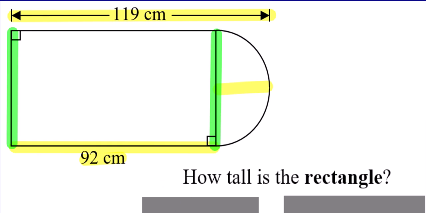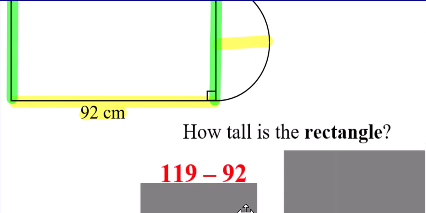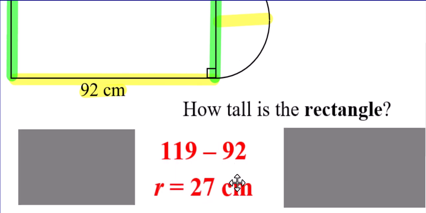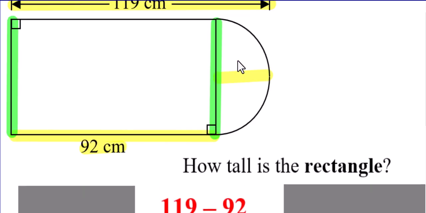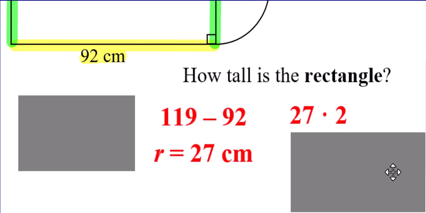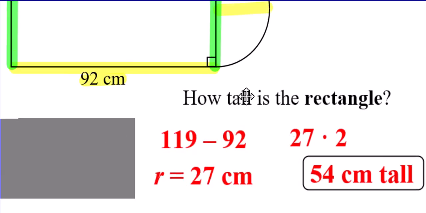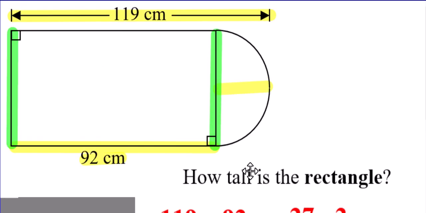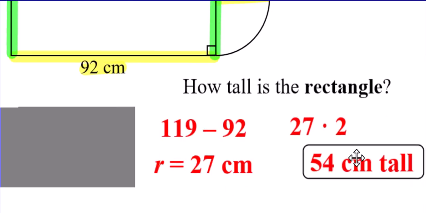So this is going to take 2 steps. If I subtract the total length minus this length, I'm talking about the left and right measurements, that will give me the radius, this right here, of 27 centimeters. And if I know the radius, I can double it to get the diameter. And that's going to be the width of the rectangle, how tall this rectangle is. It is the diameter. So there you go.